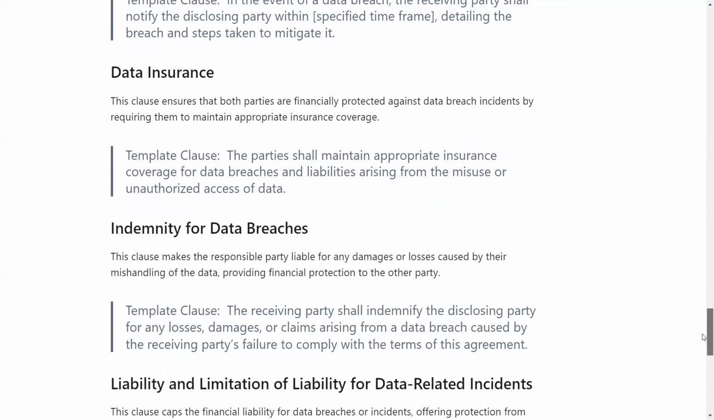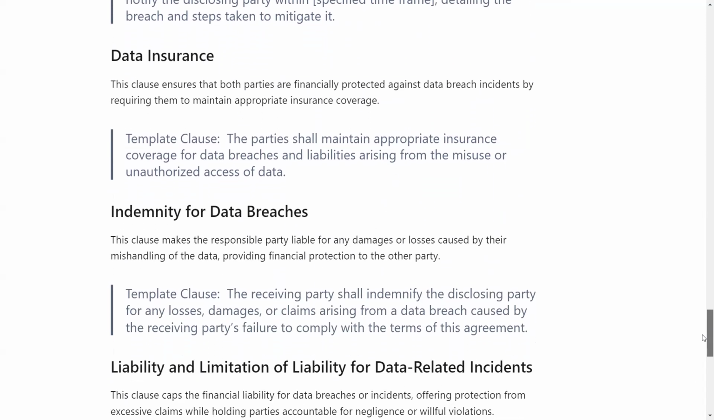Next, we have data insurance. This clause ensures that both parties are financially protected against data breach incidents by requiring them to maintain appropriate insurance coverage. Template clause. The parties shall maintain appropriate insurance coverage for data breaches and liabilities arising from the misuse or unauthorized access of data.